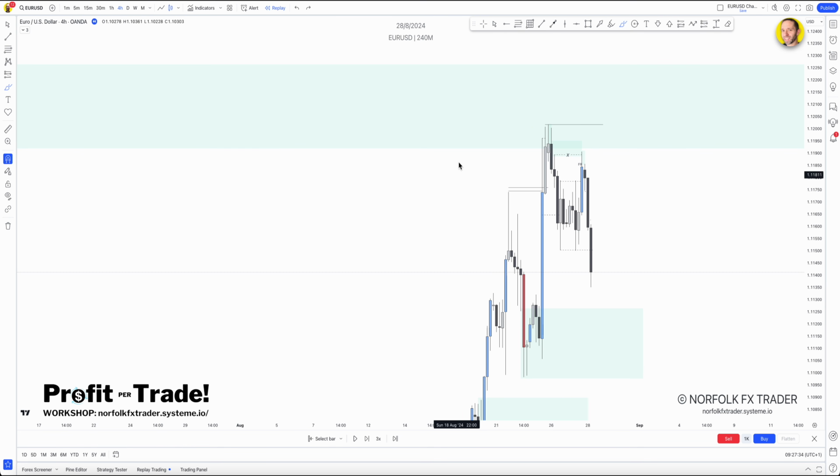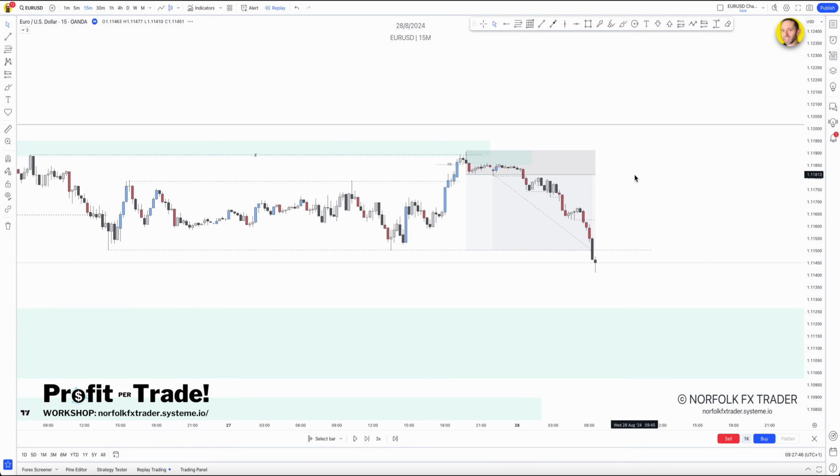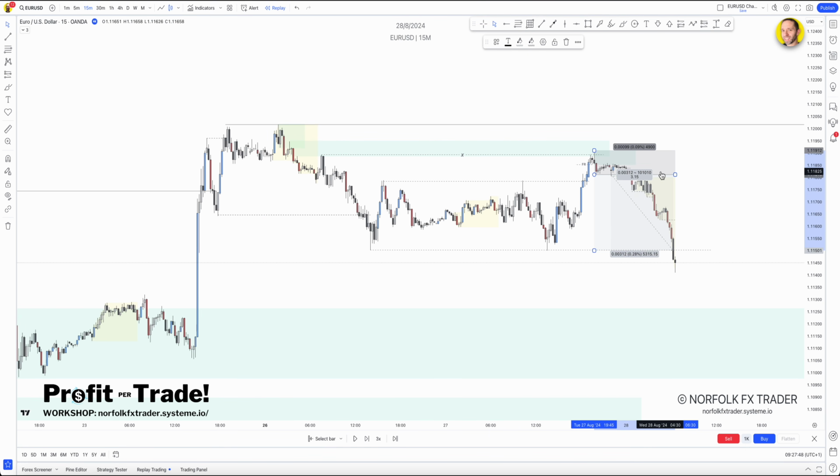Now, obviously, at the same time on a daily, we know that we're looking for a sell out of supply, but we are inside demand, but we can take this sell on a 15 based on the 4-hour movement. So if we now go back to that 15-minute, that's a great trade. Over 3 to 1 risk to reward, understanding your top-down analysis to take a trade.